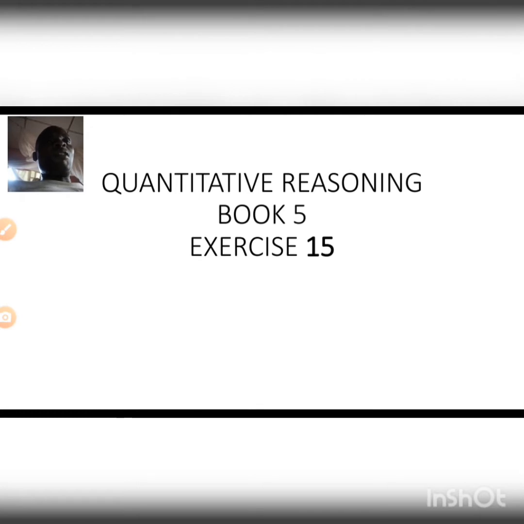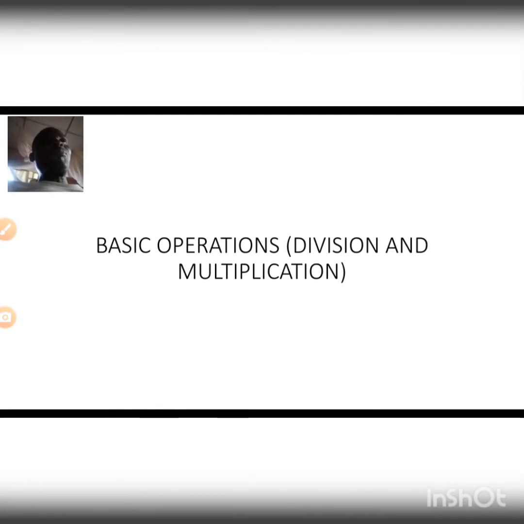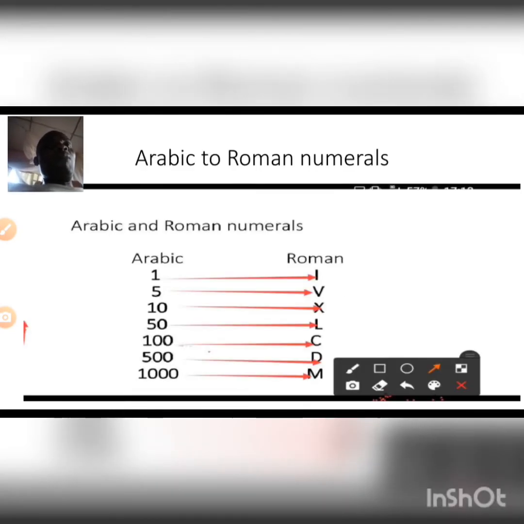In this lesson, we are going to be looking at exercise 15 in our quantitative reasoning book. We are going to be working on Roman numerals and basic operation. Now, we need to look at our basic Roman numeral symbols to help us recall what we did last trimester.